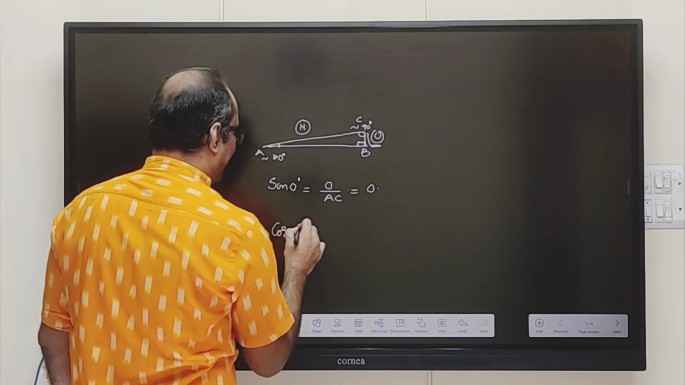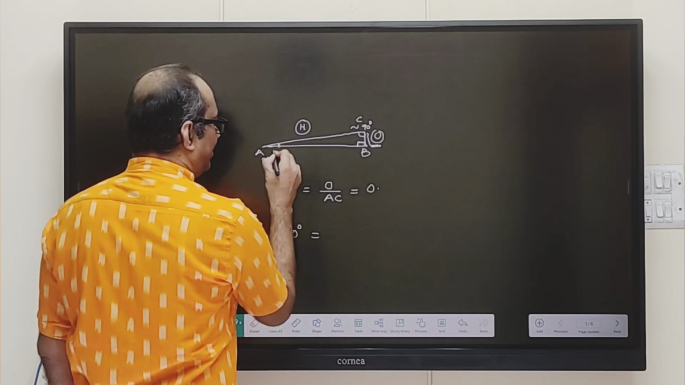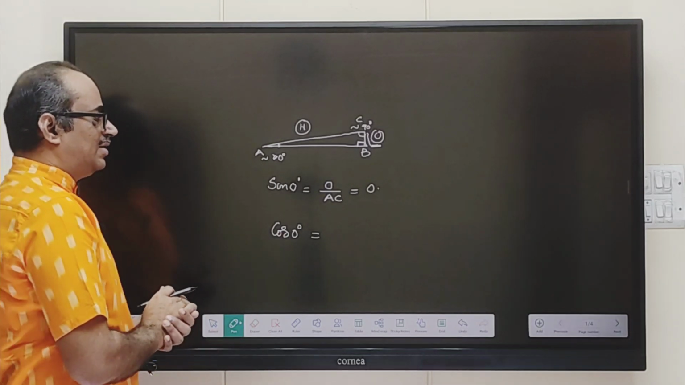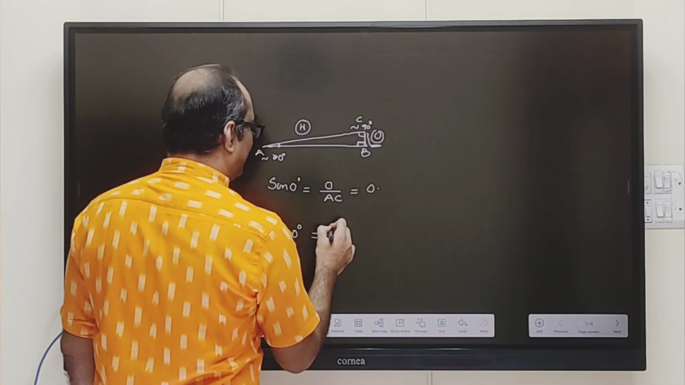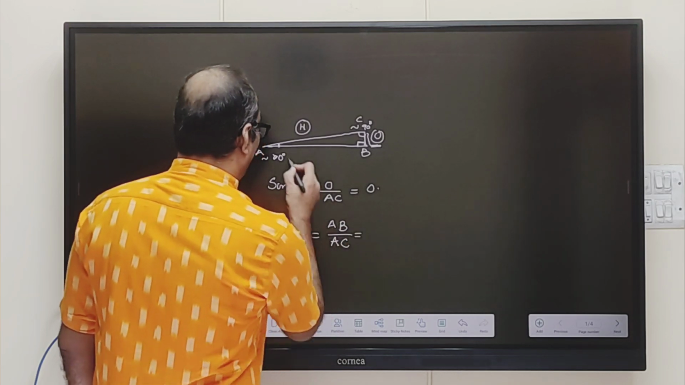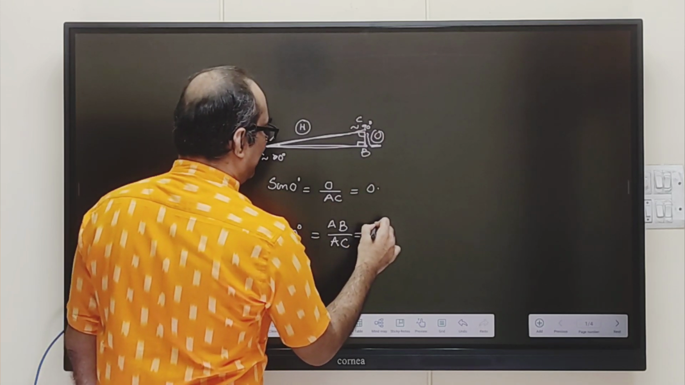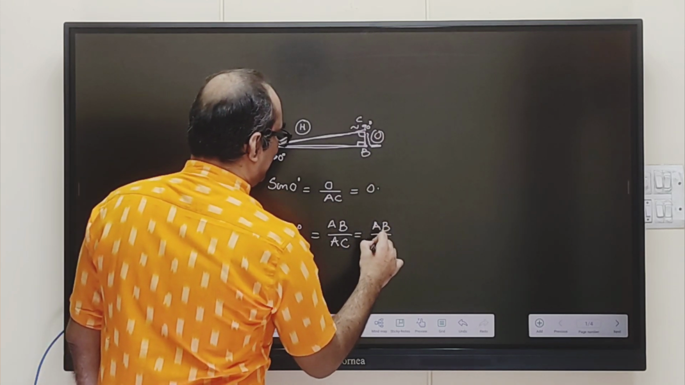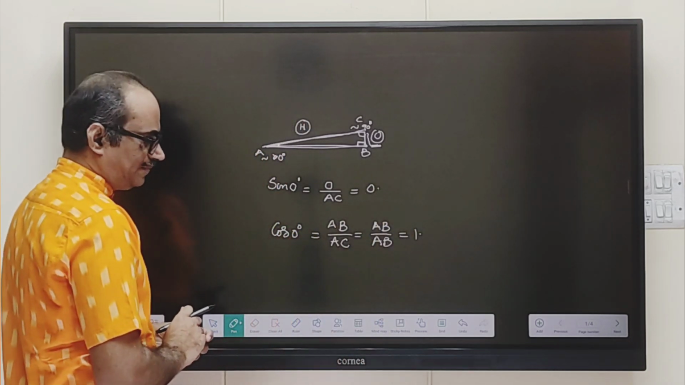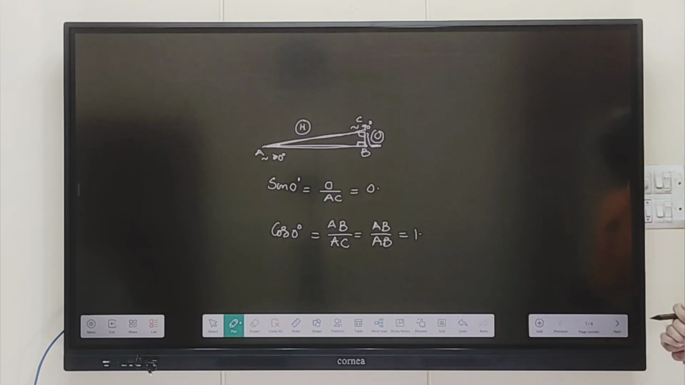Cos 0, if you are talking about when this angle is almost becoming 0 degrees, then your adjacent and your hypotenuse both of them will become the same. So in that scenario, cos 0 degrees will be nothing but AB divided by AC. But when this is becoming 0, AB and AC both of them will be equal. So it will be something like AB by AB or AC by AC. They both are equal, so it will become 1. So we understood that sine 0 equals 0 and cos 0 is 1.